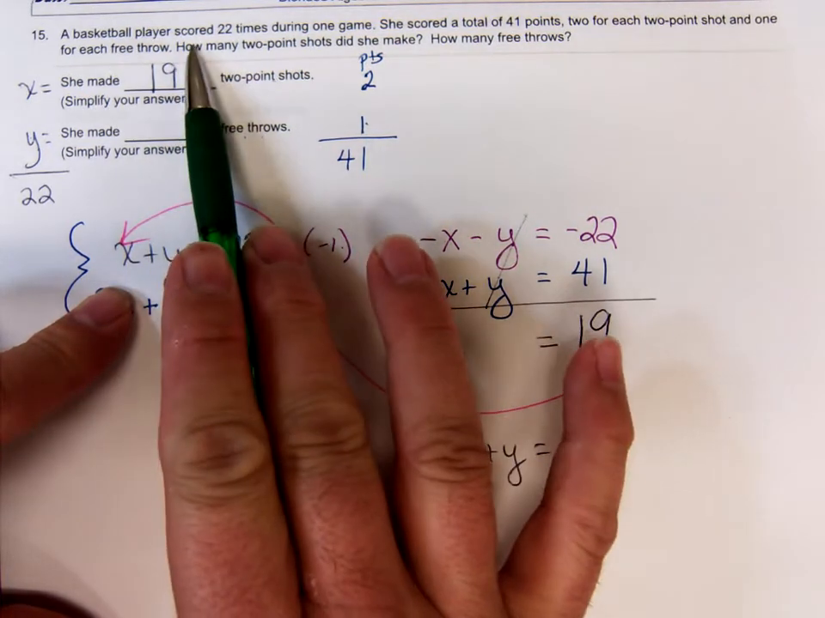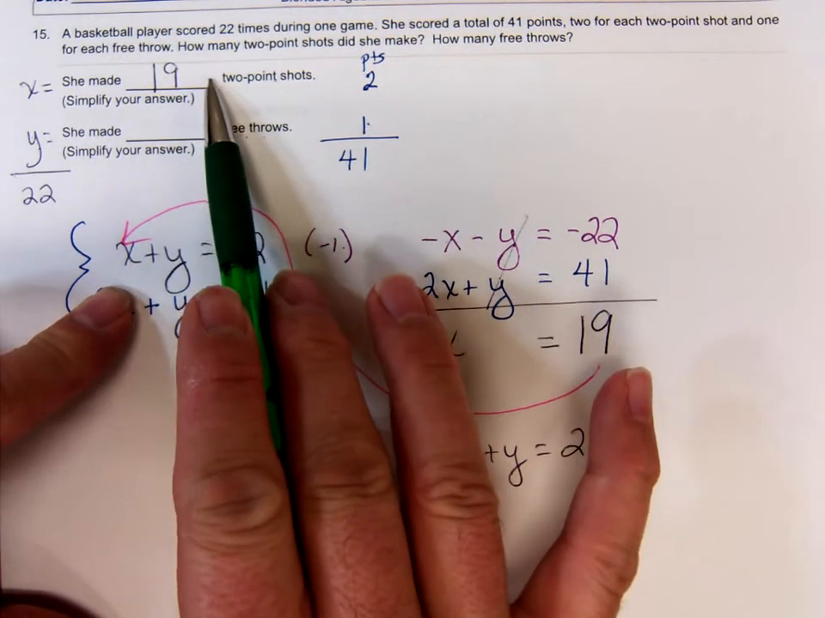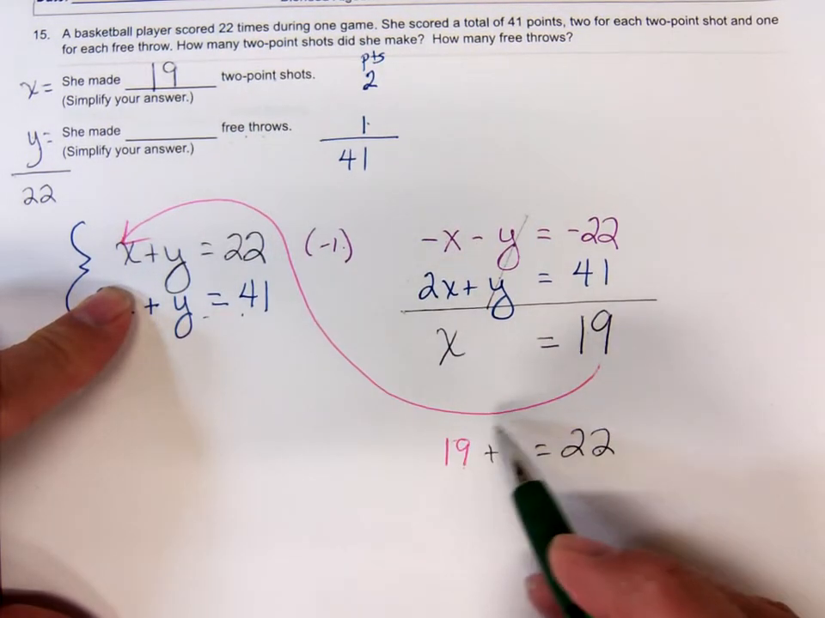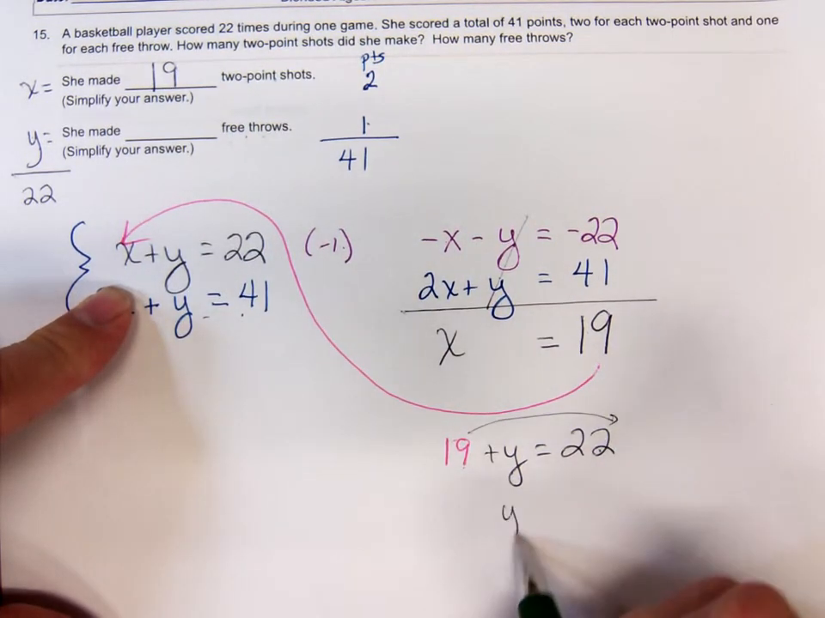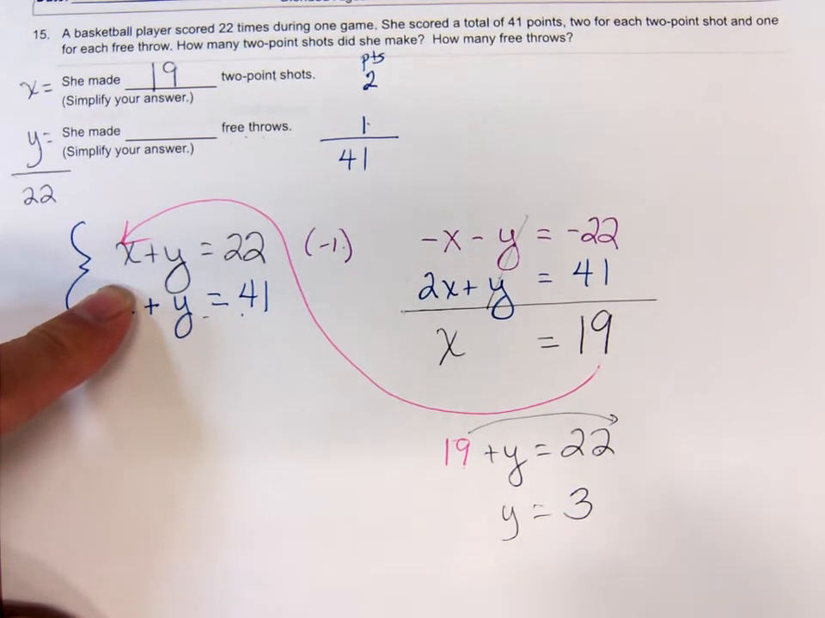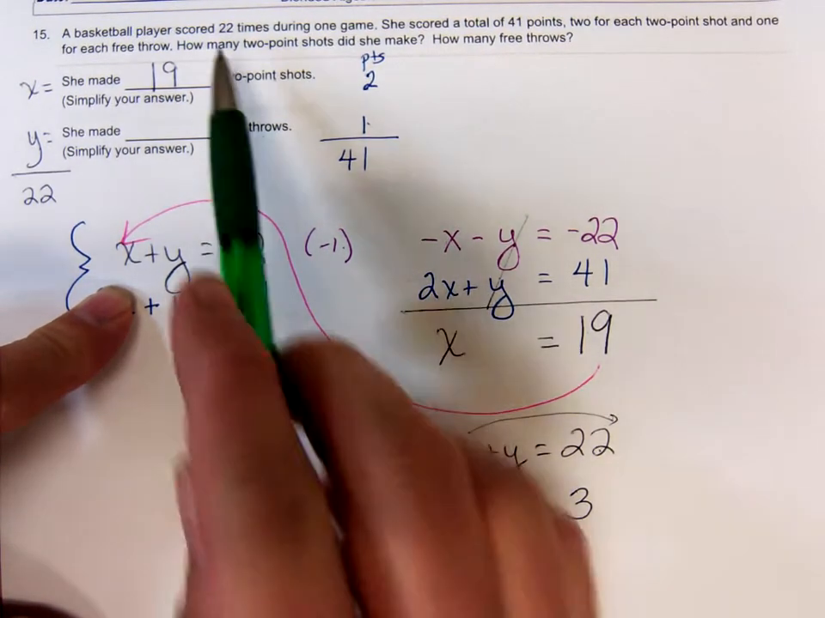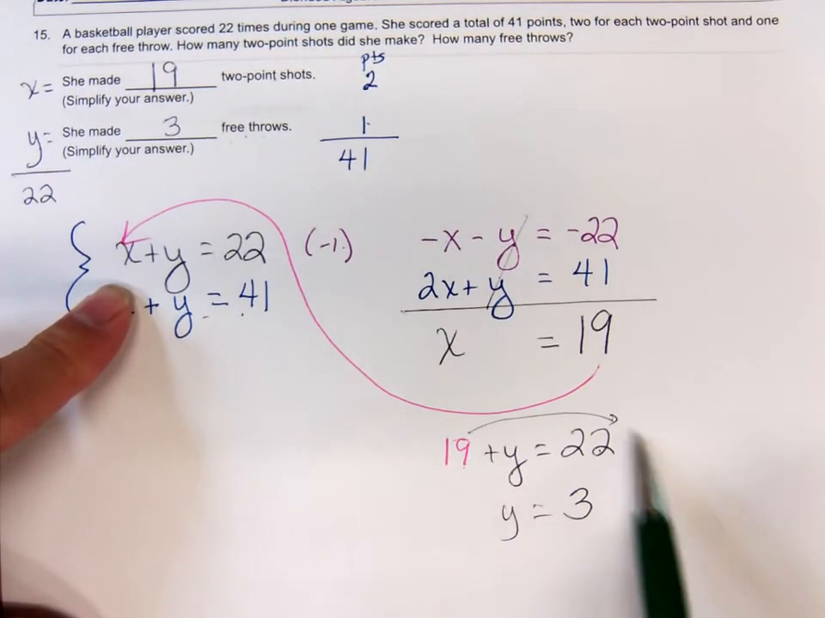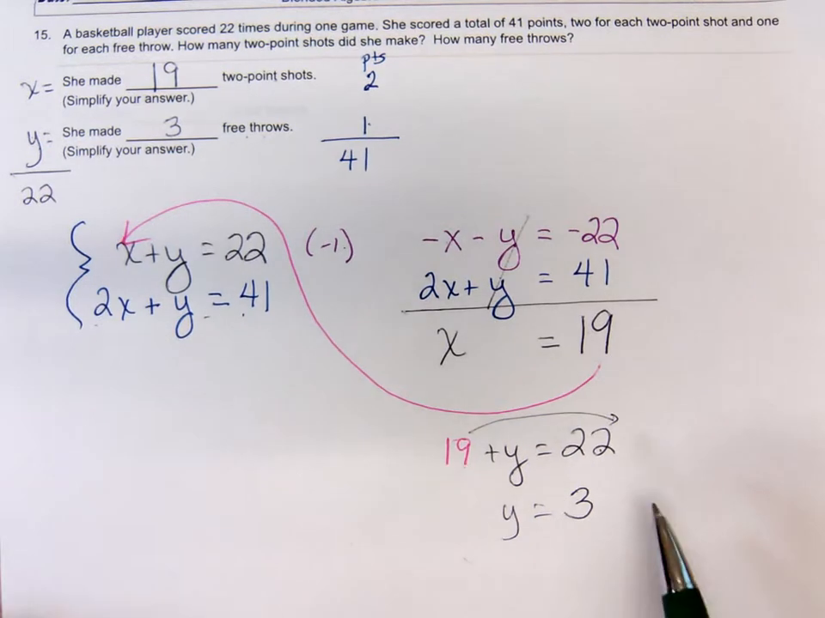So altogether she scored 22 times. 19 of them were 2-point shots. That means that the remainder has to be 1-point shots. How many are remaining if she scored 22 times total? Well, 3. Well, if you want to do it algebraically, 3. Okay.